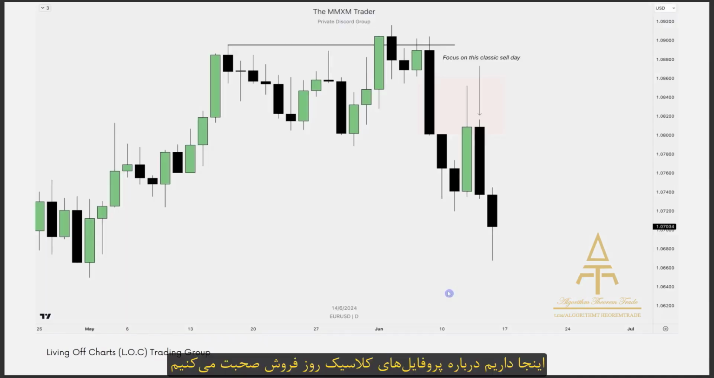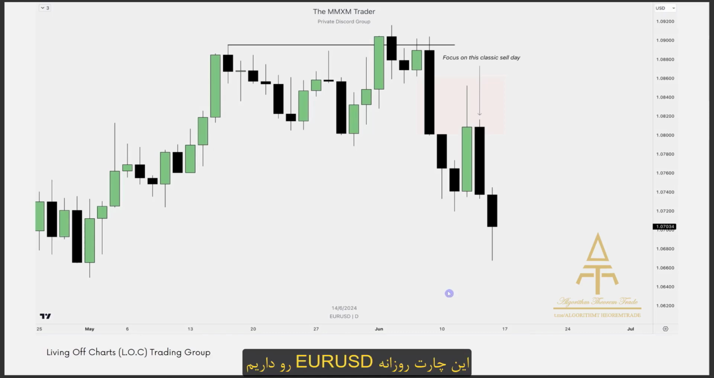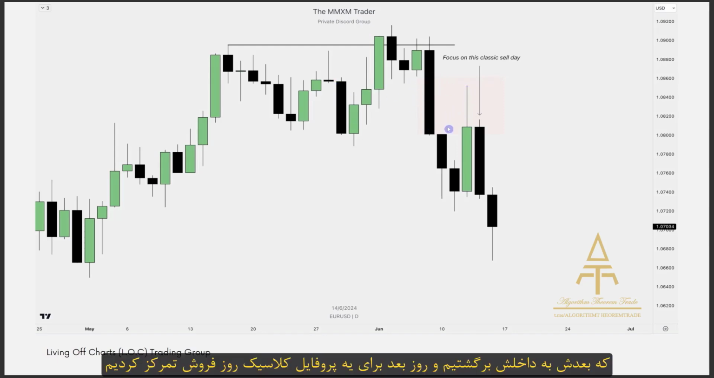So over here we're talking about those classic sell day profiles, right? We've got the EUR/USD daily chart. We hit a key level, right? We had a breaker, fair value gap. We hit that, closed inside, and then we focus on the next day for a classic sell day profile.